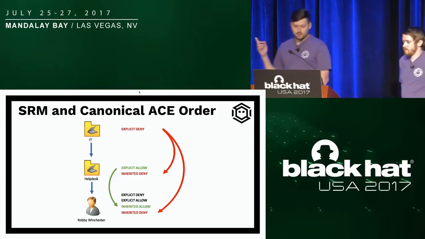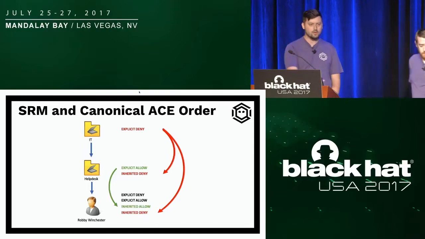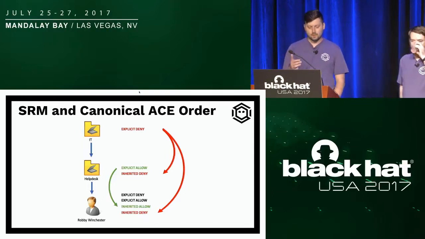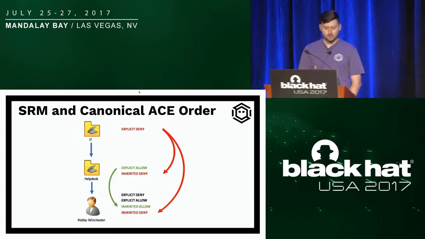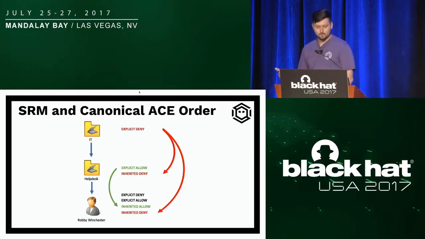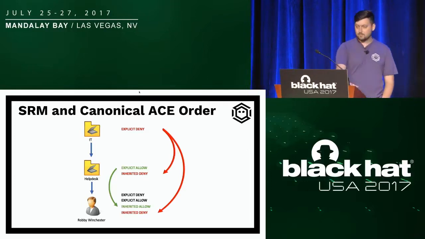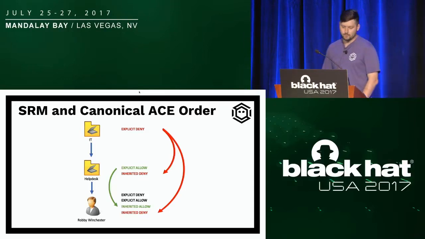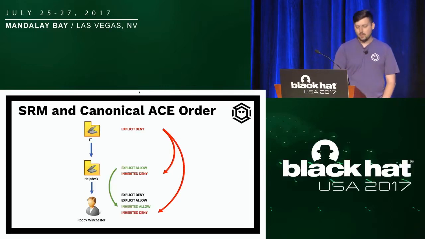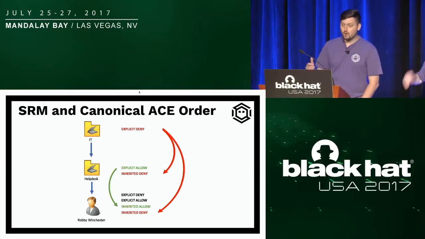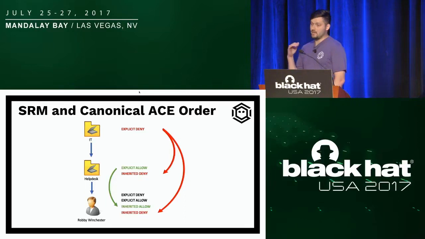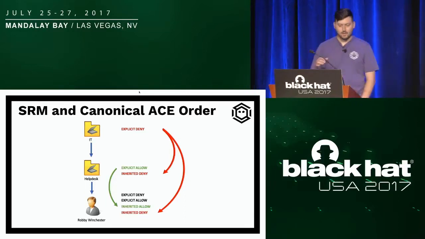So let's take a look at this example. We have this OU here called IT. Under there is an OU called Help Desk, and under there is a user called Robbie Winchester. I'm going to put an explicit deny on this IT OU, an explicit deny for full control, say, for example. That's going to inherit down to the OU under there, and on the OU there, it's going to be reflected as an inherited deny. It's also going to inherit down to the user, and it's also going to show up there as an inherited deny.